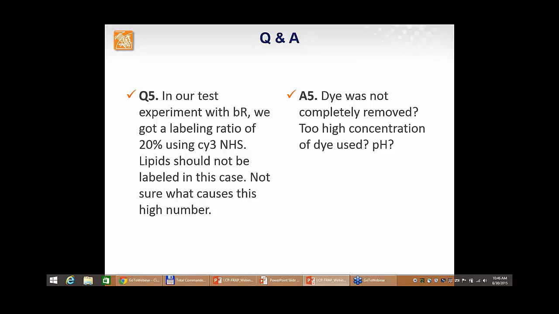So this labeling is very sensitive to pH. If you label at high pH, 8 or so, you can label more of the residues in the protein and the labeling percentage could be higher.